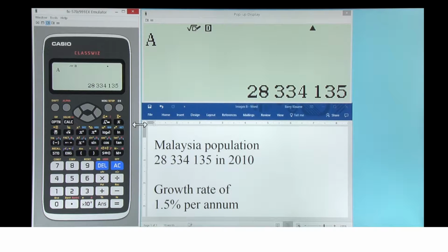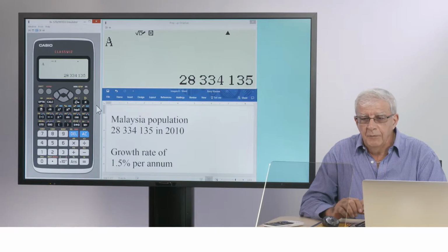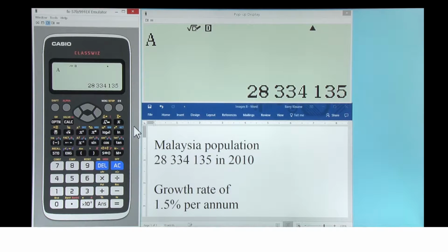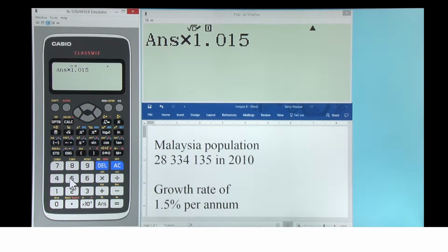So a mathematical model for Malaysia's population might assume that the growth rate stays constant at 1.5% per annum. So every year the model predicts that the population will increase by a factor of 1.015. So we multiply by 1.015 the value for A, the previous value, to see what the population will be in 2011. You can see that it's almost 29 million.